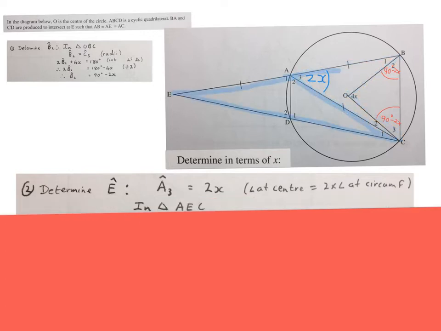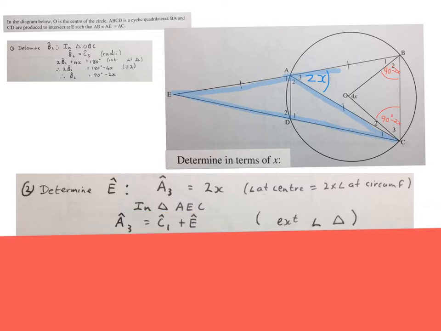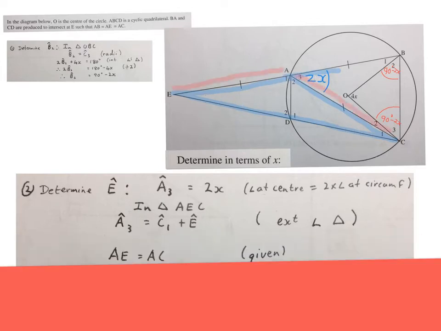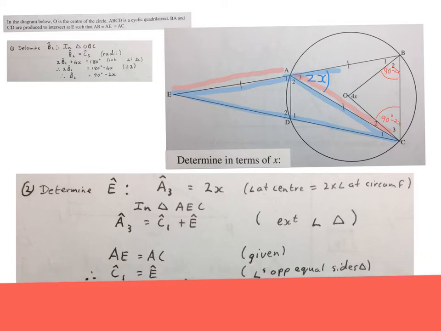Next we can write in triangle AEC, that blue triangle there. We can write angle A3 is equal to angle C1 plus angle E, exterior angles of a triangle. That exterior angle there is equal to the sum of the opposite interior angles. Next we can write line AE is equal to line AC. It was given to us that those two lines are equal, indicated with little lines there. Then we can write angle C1 is equal to angle E, angles opposite equal sides of a triangle.